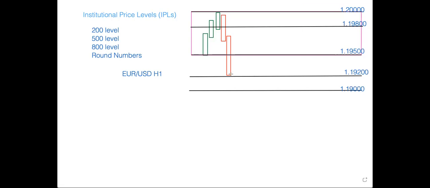So this one, you can see it's coming back up, and then it's coming back up to the 19,500 level. And at this level, we have the touch of order block. So as I was telling you in the beginning of the lecture, sometimes you can use the IPL in conjunction with other factors.